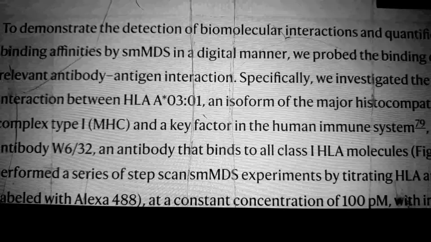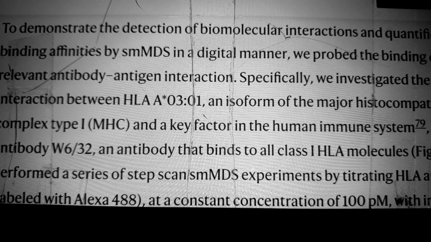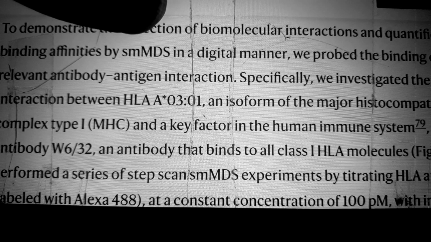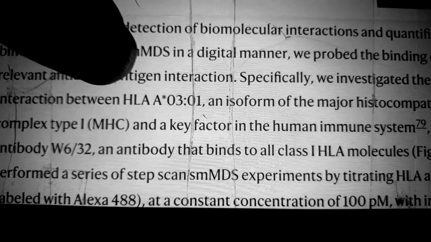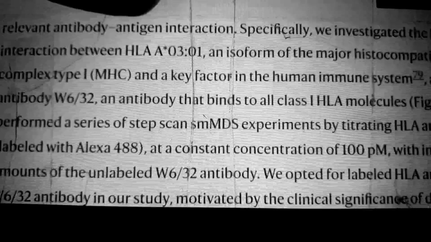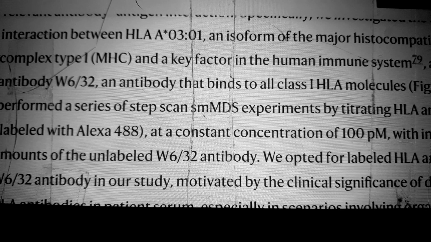To demonstrate the detection of biomolecular interactions and quantification of binding affinities by SMMDS in a digital manner, the binding of a clinically relevant antibody-antigen interaction specifically was investigated: the binding interaction between HLA-A*03:01, an isoform of the major histocompatibility complex type 1, MHC, a key factor in the human immune system, and the antibody W6/32, an antibody that binds to all class 1 HLA molecules.